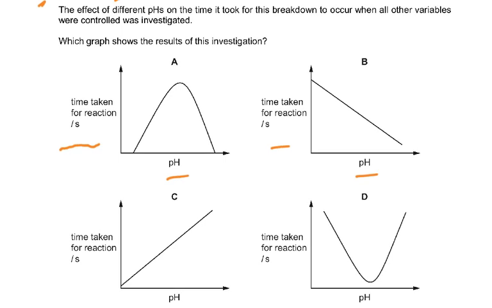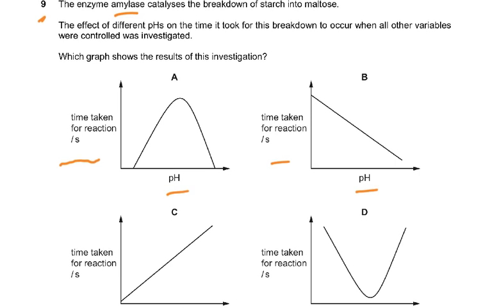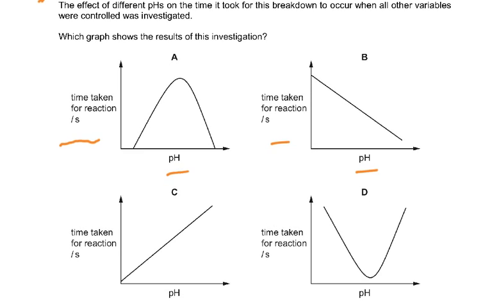Now, how would it affect it? The time taken for the reaction would decrease at an optimum pH. So the answer is D. The time taken would decrease. So if you just write here 1 second, 2 seconds, 3, 4, 5, 6, 7, 8, 9, 10 seconds, there will be less time taken at a certain pH, because if that is the optimum pH, then the time taken for the reaction is less.